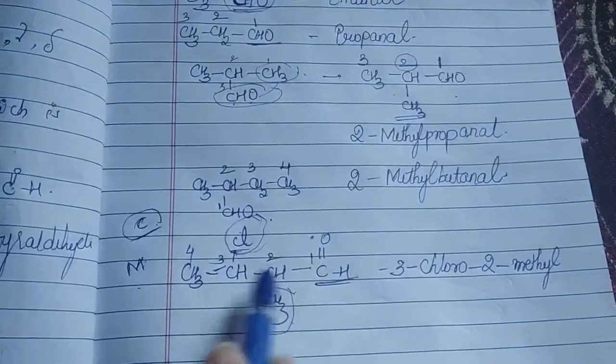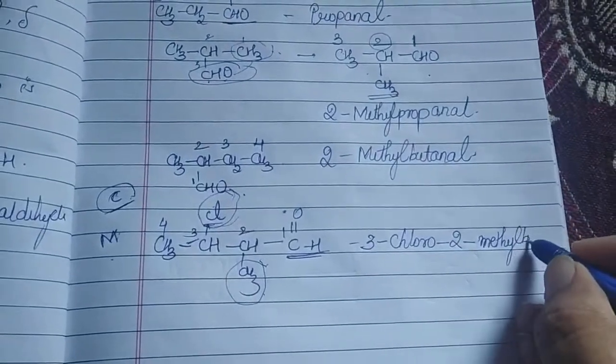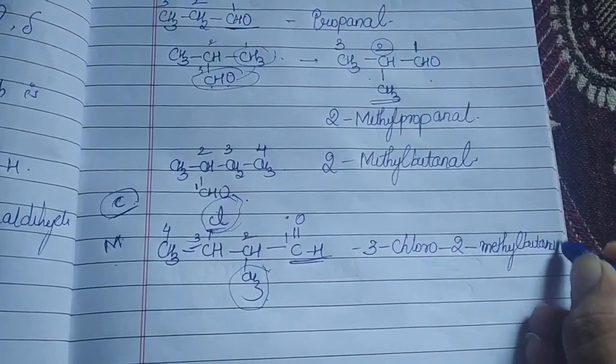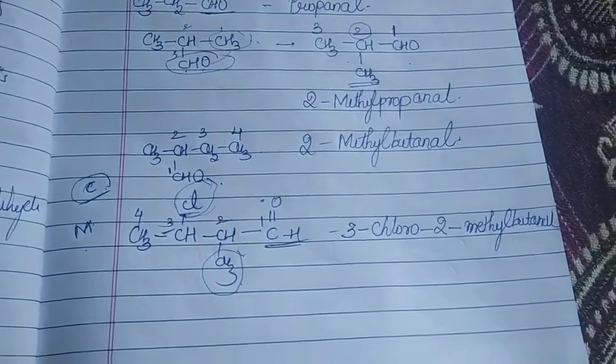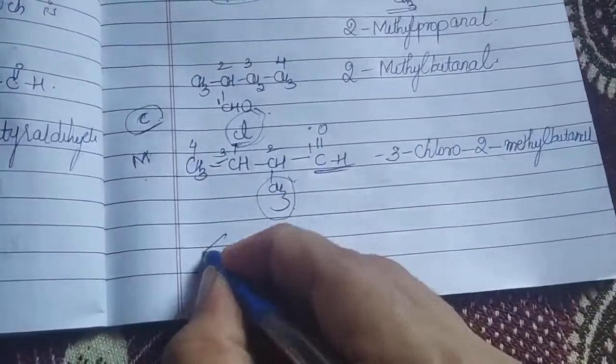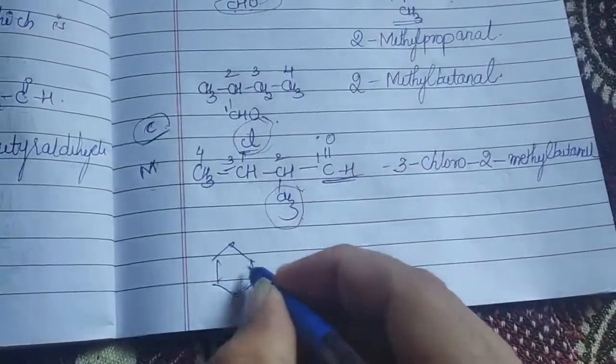Next, what do I have to write? The root word. So totally there are 4, so butanol. So 3-chloro-2-methylbutanol. Butanol. But in case now if you are having it like this, let me write it.